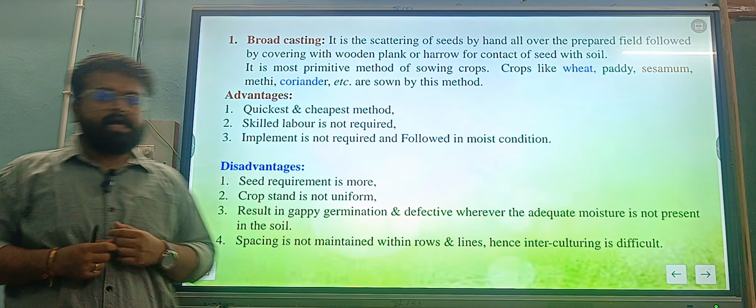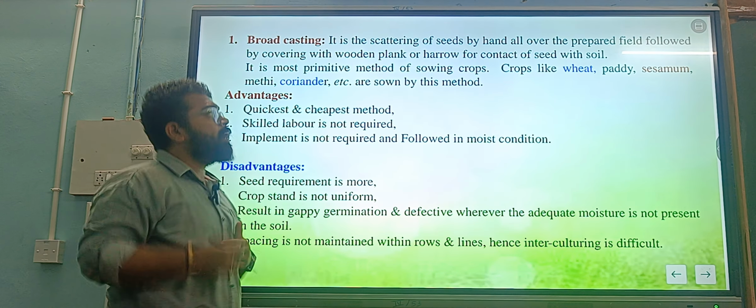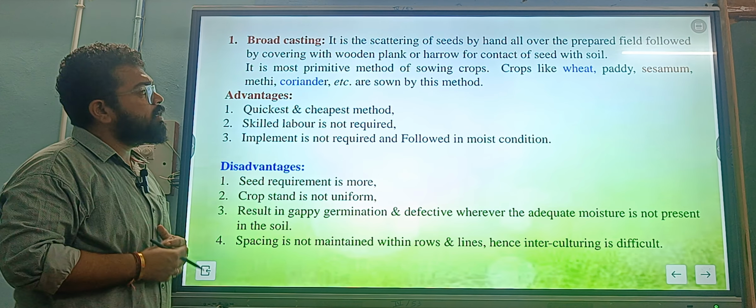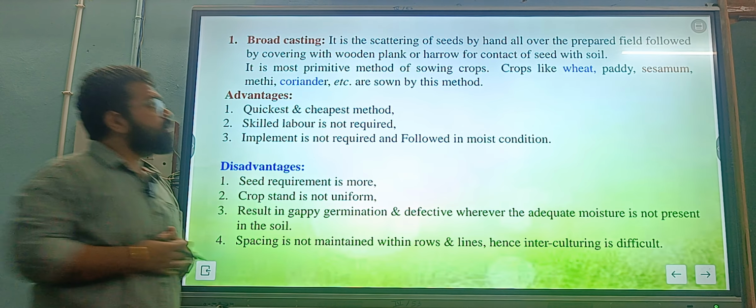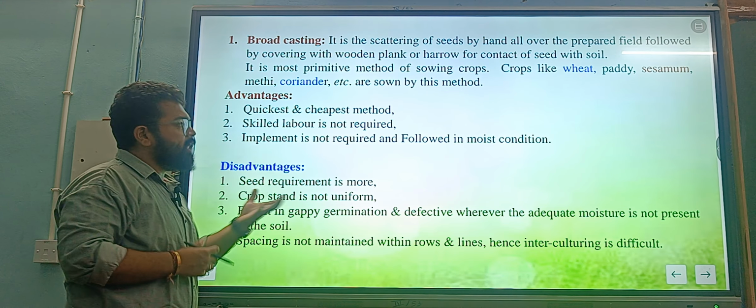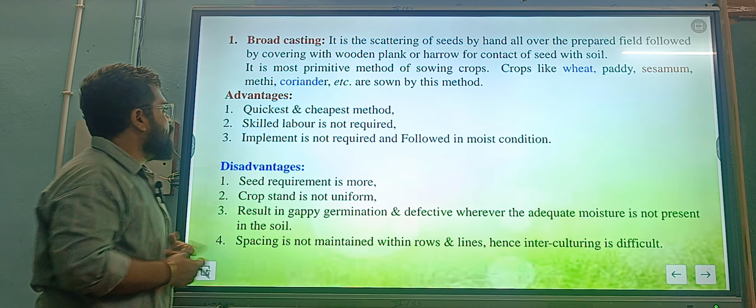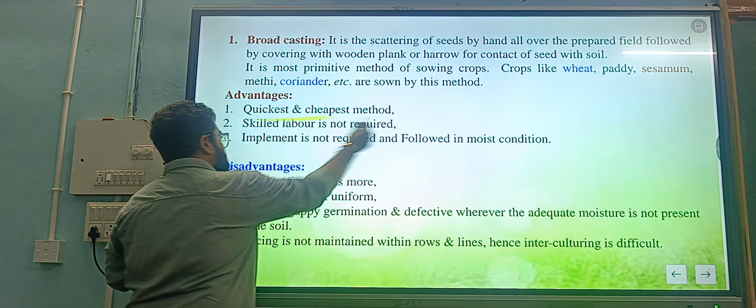The next, broadcasting. Here the seeds are scattered by hand all over the prepared field, followed by covering with a wooden plank or harrow. Crops such as wheat, paddy, sesamum can be sown by the broadcasting method. The advantage is that it is the quickest and cheapest method.